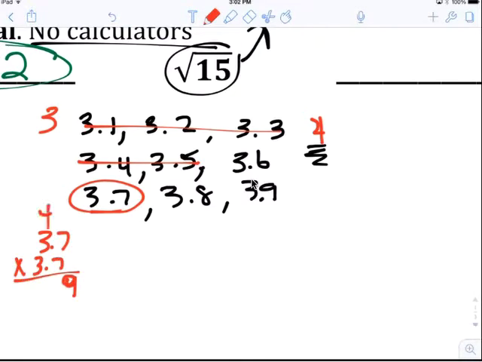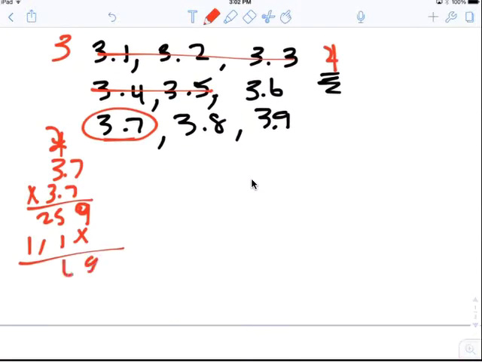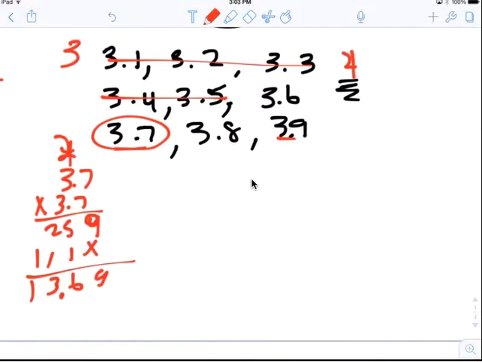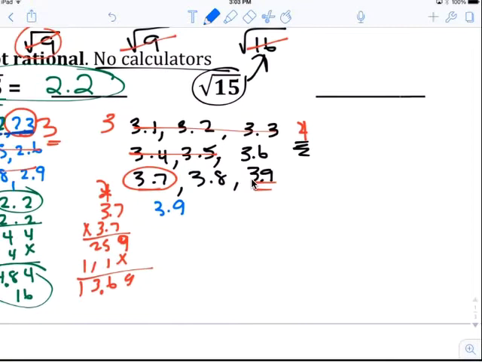9 times 7 is 63, carry 6. 21, 25. And 21 carry 2, 9, 11. So 13.69. Oh, did I do something wrong? Carry 4. Wow, okay, I'm going to choose 3.9 because 3.7 is so far from 15. I'll choose another color so you guys can see the distinction.